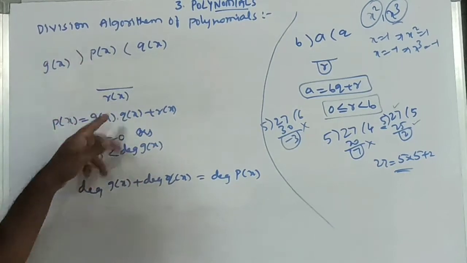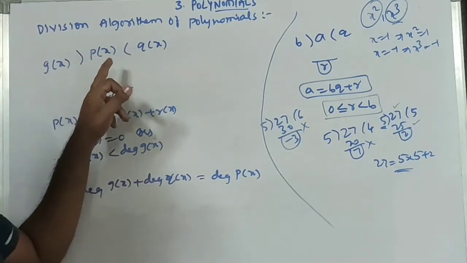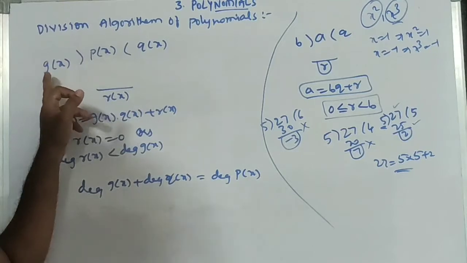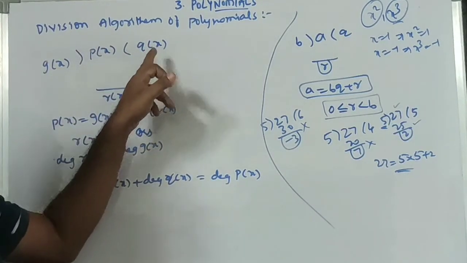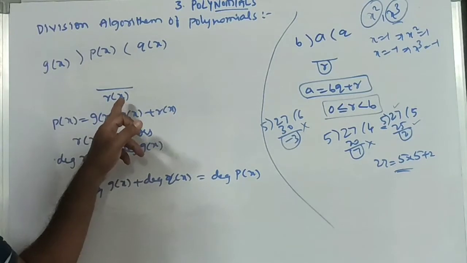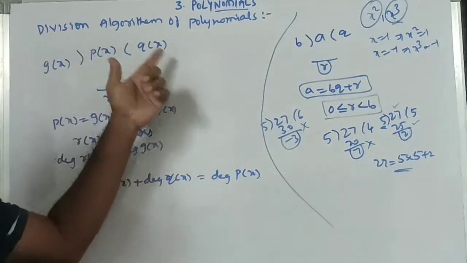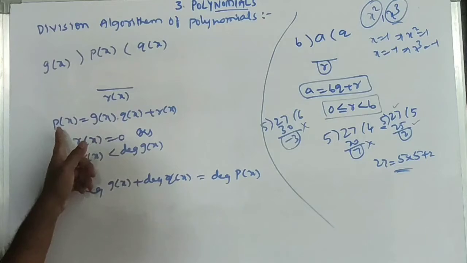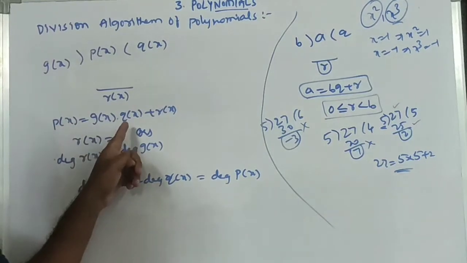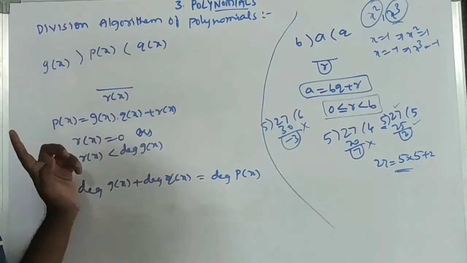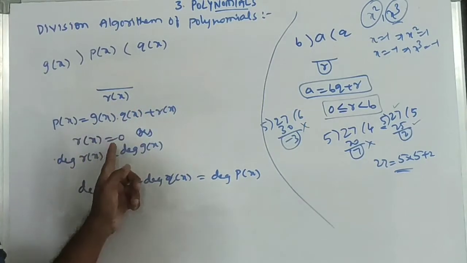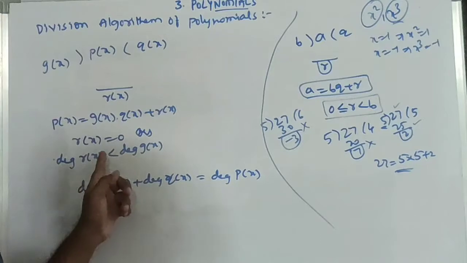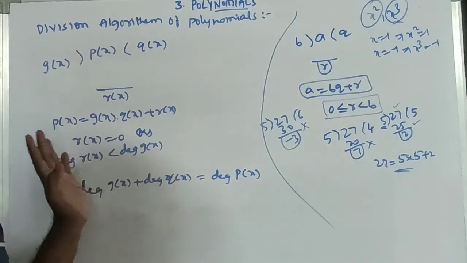So one more time, I am dividing polynomial p of x with polynomial g of x, then the quotient q of x and the remainder r of x. We can express all this division in terms of p of x equal to g of x into q of x plus r of x. So the condition for r of x is either 0 or degree of r of x less than the degree of g of x.